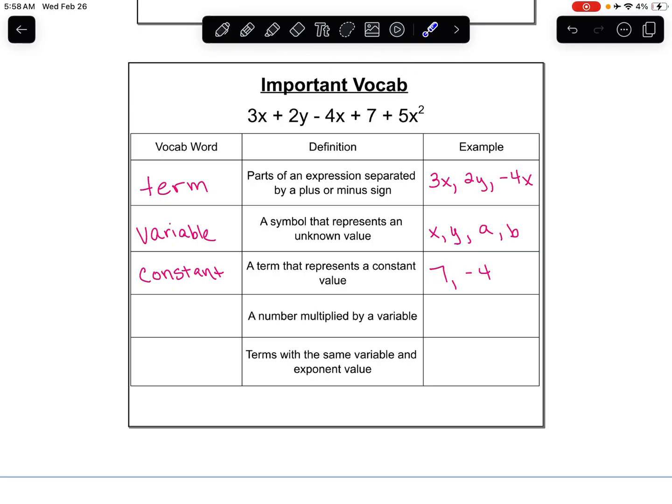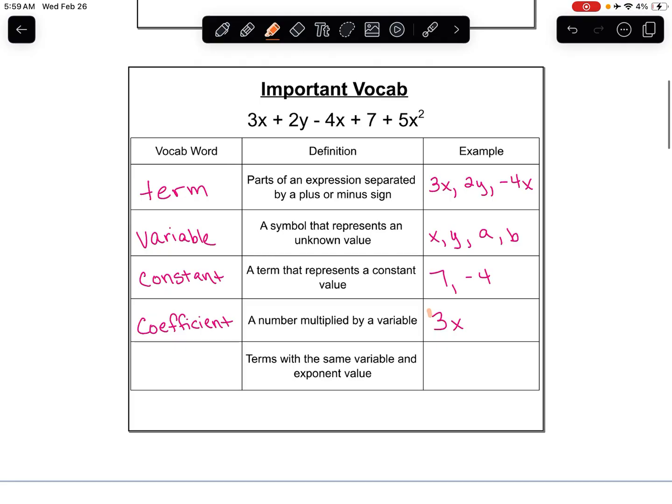Okay, your next vocab word is a number multiplied by a variable, and that's going to be called a coefficient. So a number multiplied by a variable would be 3x, so the coefficient is just the 3. So when you write down 3x in your notes, I want you to also highlight the 3. Right? Another example from up above could be negative 4x. The coefficient is just the negative 4. It does not include the variable.